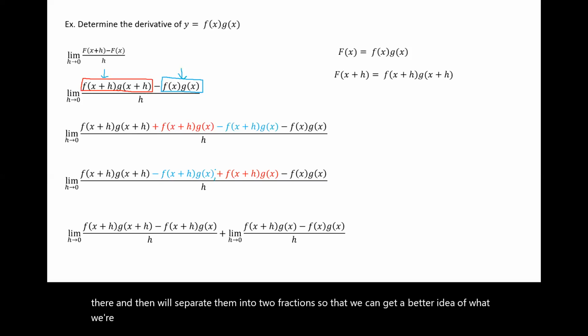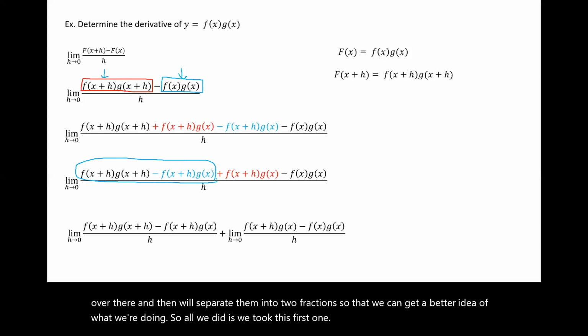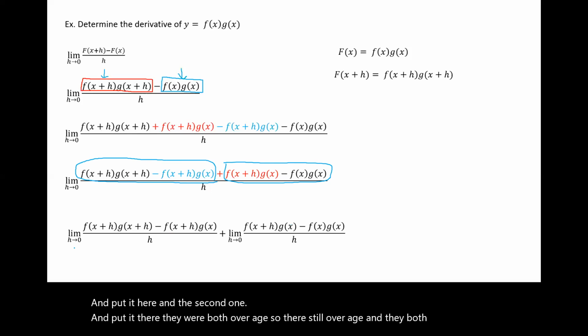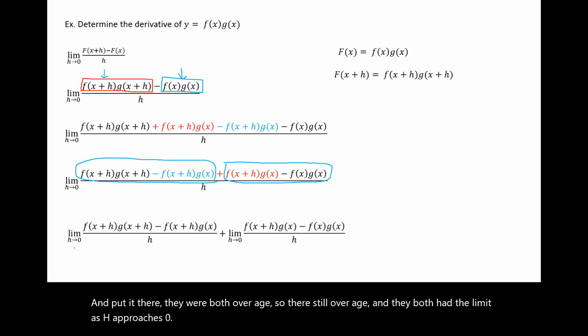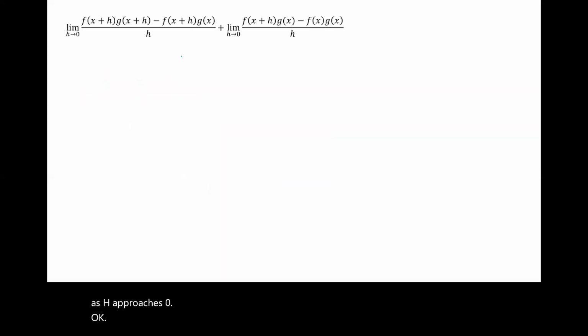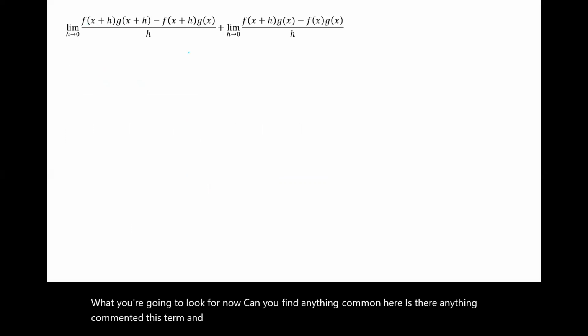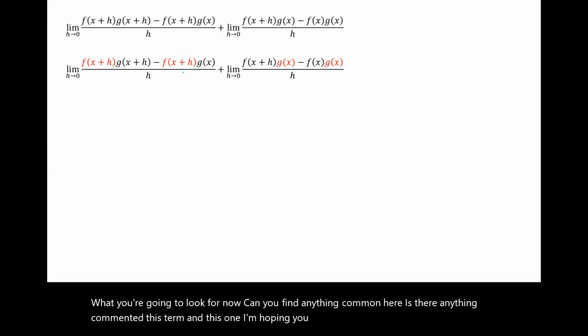So all we did is we took this first one and put it here, and the second one and put it there. They were both over h, so they're still over h, and they both had the limit as h approaches 0. Okay, so this is the line we just ended up with. What you're going to look for now, can you find anything common here? Is there anything common to this term and this one? I'm hoping you notice that f of x plus h is common.